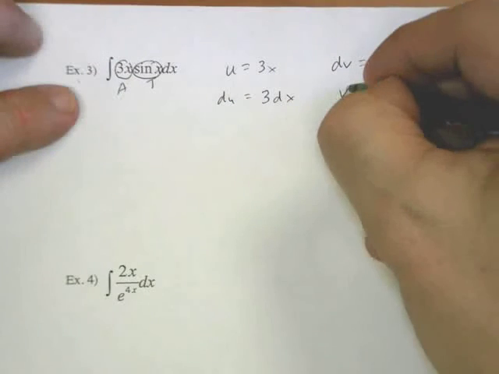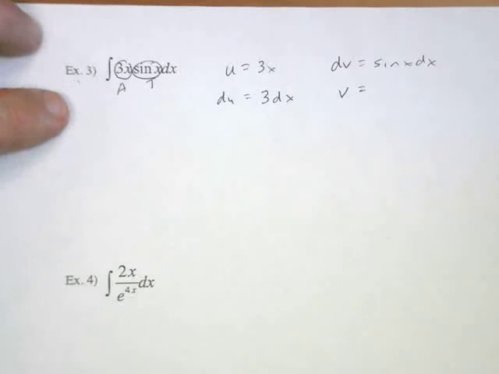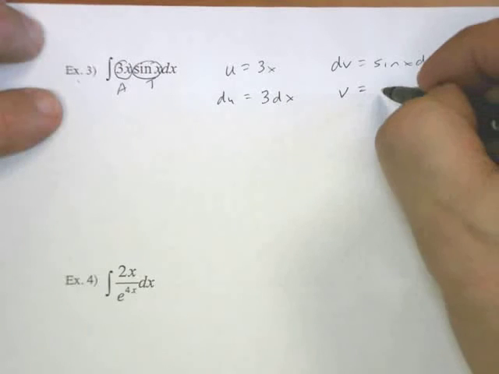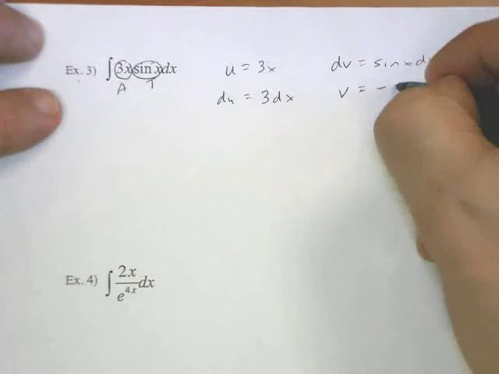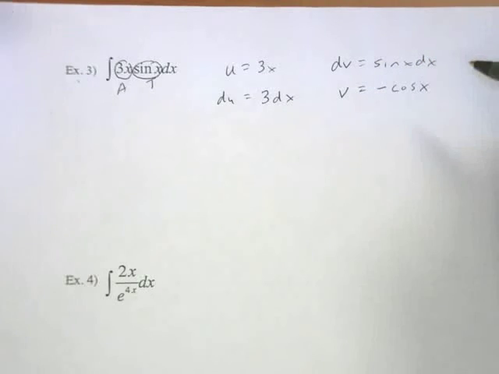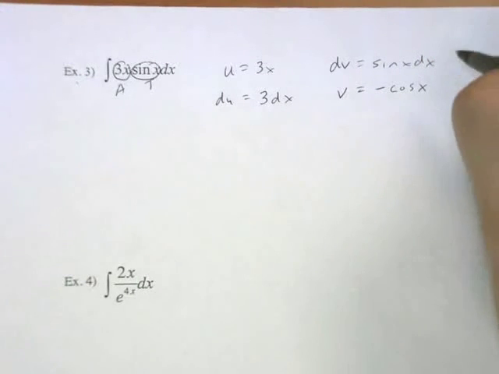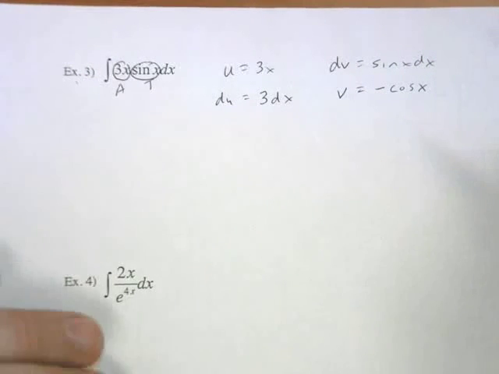My v would be the integral of sine. The integral of sine is cosine, and also don't forget it's actually going to be negative cosine. Yes, because if I take the derivative of cosine, it would be negative sine, so the integral of sine will be negative cosine x. And we're good.